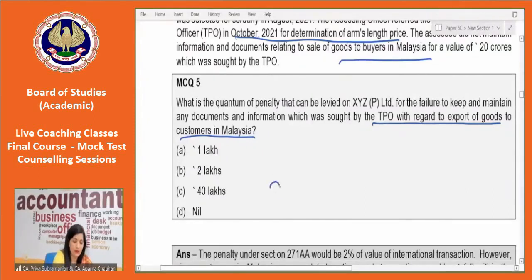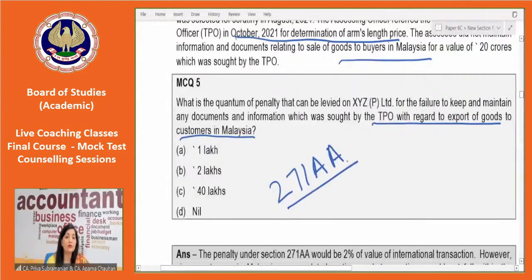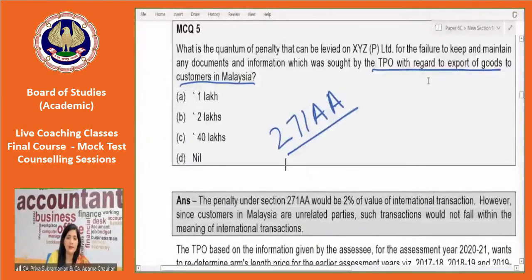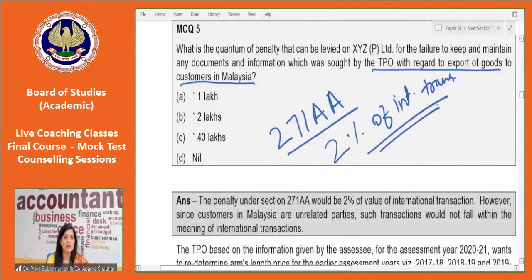Section 271AA provides for the penalty in case of failure to maintain such books of accounts prescribed under Section 92D. It has not failed in maintaining the international transaction documents. It simply has not maintained them for the unrelated transaction. So in that case, no penalty would be levied. What is the penalty amount? It is 2% of the international transaction, right? This is the penalty. Here, since it's not an international transaction, no penalty would be levied. Accordingly, the correct answer would be E.